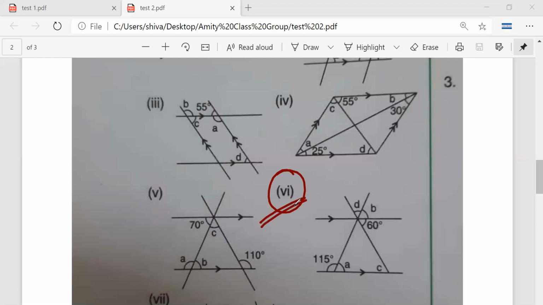Mr. Sarthak, have you done sixth part? So I just did the A. Okay. How did you find A? So it makes a Z. So just a second. Yeah, 180 minus 115 is equal to 65. So A will be 65. Okay. Mr. Satya, what next?